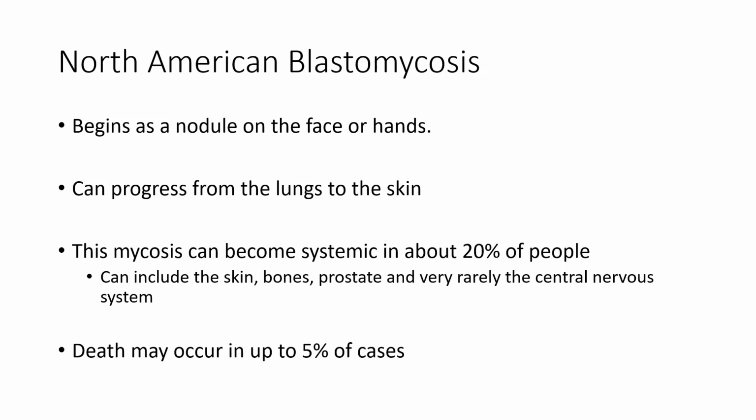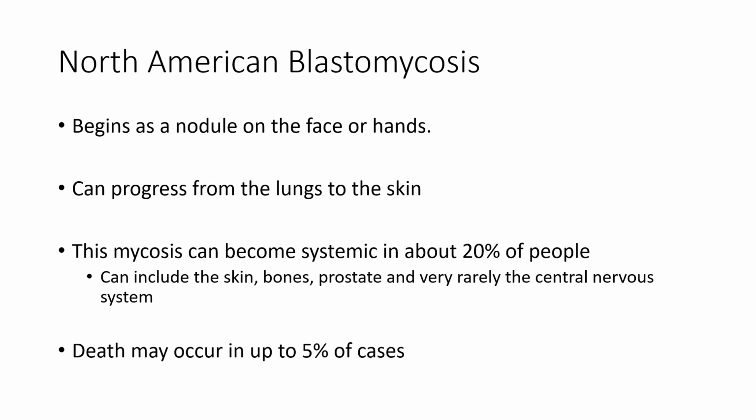So it begins as just a little nodule on the face or the hands, right? That's how the infection begins. You'll start to notice these small little nodules. However, it can progress to the lungs. It can progress to the skin, right? Because it initially gets in through the lungs, and then it can progress out into the skin, and that's how we notice these nodules, right?